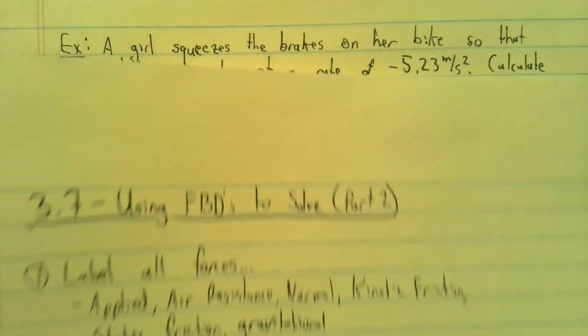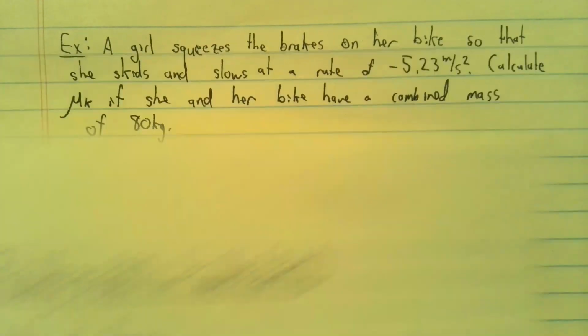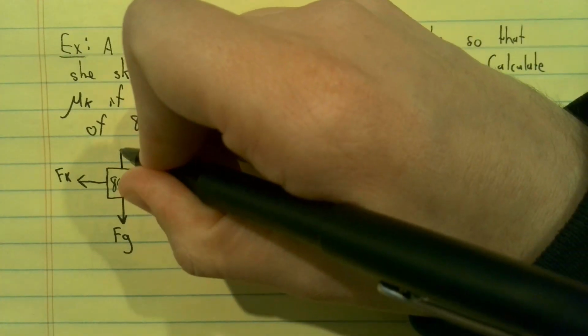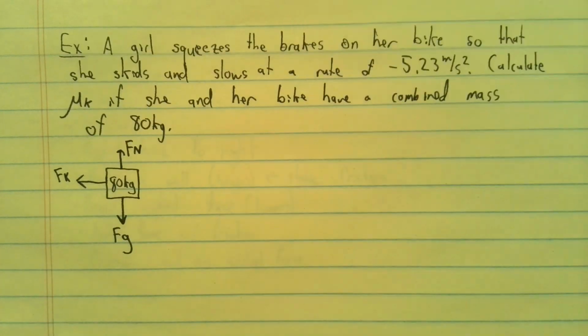Going backwards on my list, is there normal force? Yes. The ground is pushing up on her and the bike, otherwise she'd sink down. And finally, there's no air resistance. So finally, is there an applied force? The answer is no. And that tricks people.